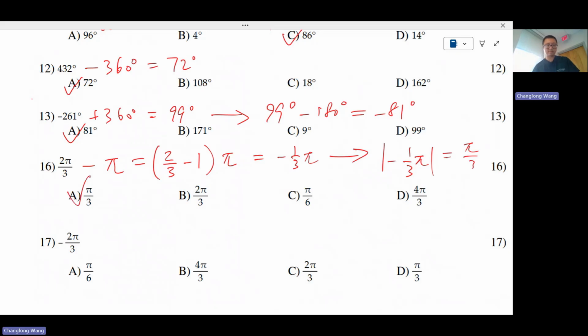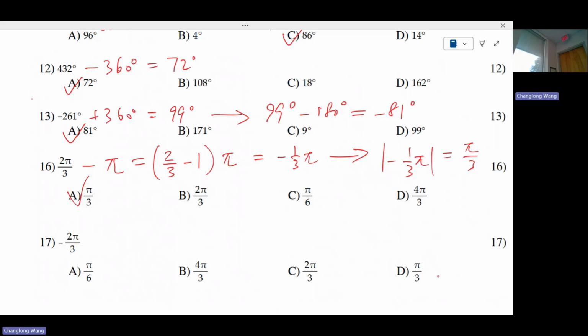Right, and that's it. So again, does it make sense that once you get negative pi over 3, you could just take the absolute value and conclude that this is the reference angle? Does it make sense? Yeah, again, your goal is to get a positive acute angle. And that's pretty much it.